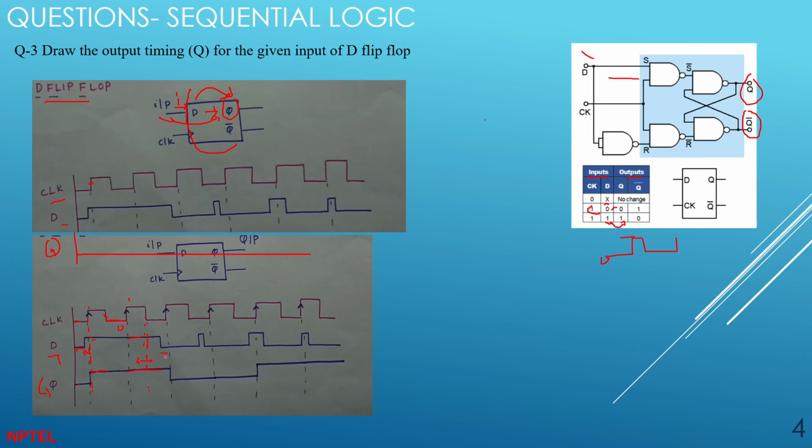It won't take that position because D is 0. Now you can see that the clock is triggered again, meaning it's going from 0 to positive. What's the value at D? It's 0. So you can see here it's high, it's going down. In this manner you need to solve this kind of timing diagram.